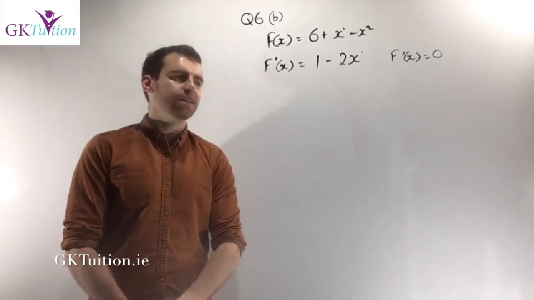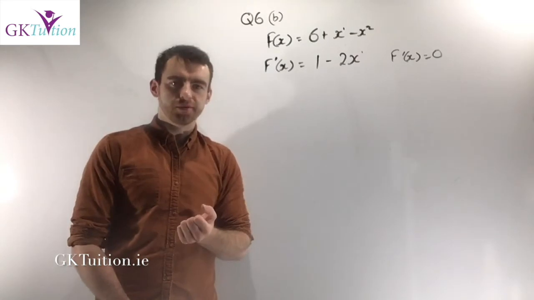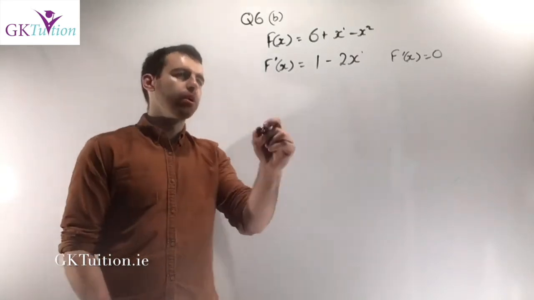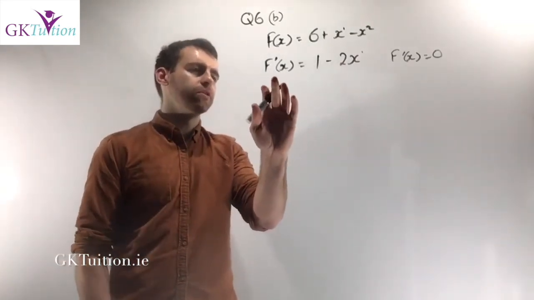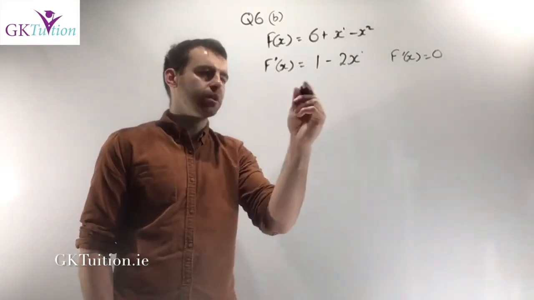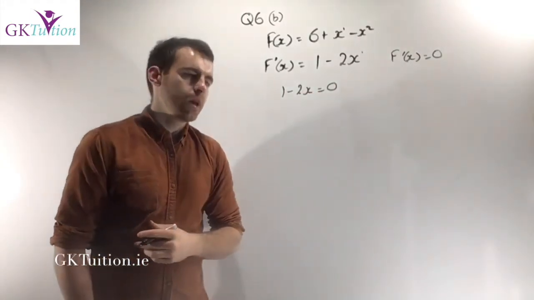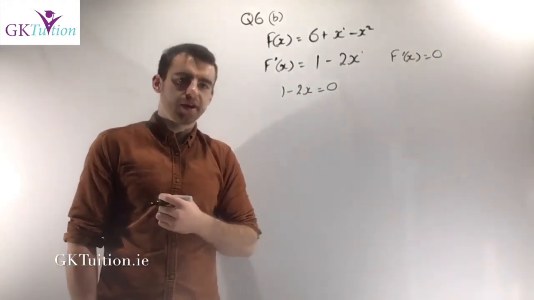Okay, so we're then asked to let f dash x equal to 0 and find the coordinates of the turning point of the curve. So we worked out in the first part of the question that the first derivative is 1 minus 2x. But in part B, they're asking me to let that equal to 0. So I can let 1 minus 2x equal to 0. Now I just need to solve this and try and find x.